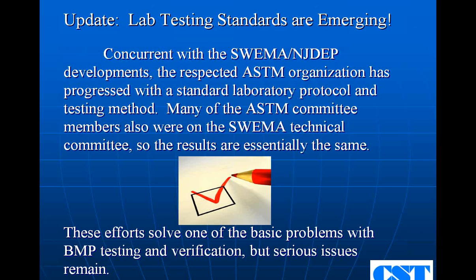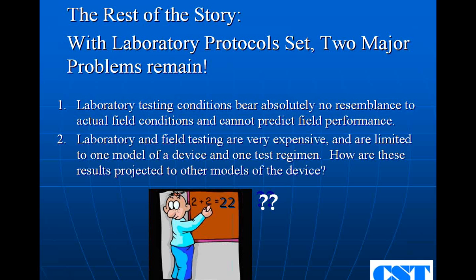But there are some serious issues out there, and this is the piece that I wanted to concentrate on, the piece that remains of what we really need to think about as manufacturers, specifiers, and people in charge of the water quality in watersheds and in jurisdictions. There are two major problems out there. The first one is that laboratory testing conditions bear absolutely no resemblance to actual field conditions and cannot predict field performance. The best you can say about laboratory testing is that it is a very good comparative analysis, where you can look at what one product was able to achieve and what the next product was able to achieve at the same speed and roughly the same size.